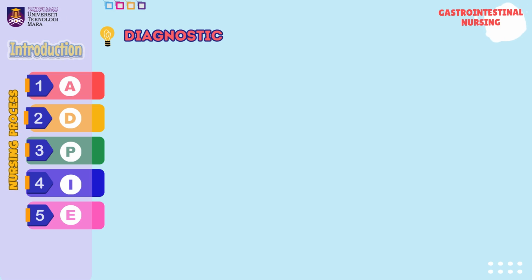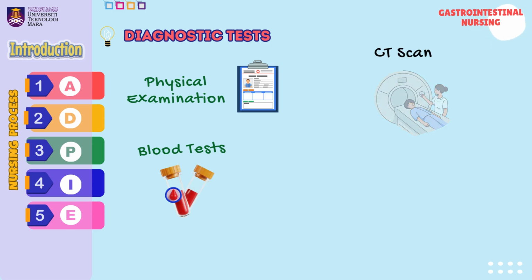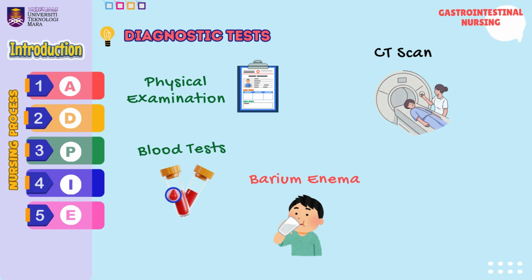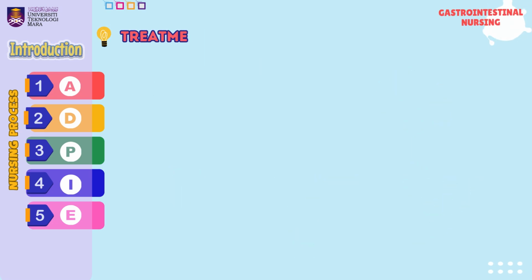To diagnose the condition, healthcare providers begin with a physical examination and blood tests to check for signs of infection or inflammation. Imaging is crucial. The most accurate tool is a CT scan of the abdomen to confirm diverticulitis and identify complications. A barium enema may also be used to visualize the colon, but it's typically done after the acute phase has resolved. A colonoscopy might be performed later for further evaluation, though it is usually avoided during active inflammation to prevent the risk of perforation.